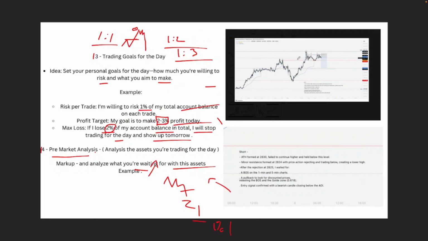Pretty much you guys do your analysis, right? You guys mark out the area of interest, right? The zone that can be potential targets, the zone that you guys are entering the market at, and why you guys are entering the market, right? And this over here is your pre-market analysis, right?